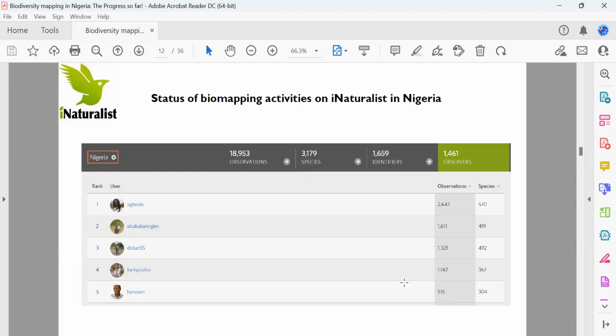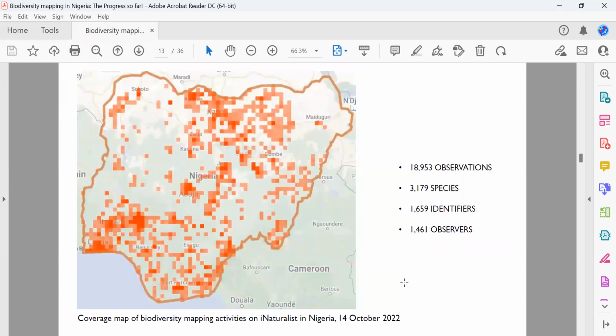So what's the status of biomapping activities on iNaturalist in Nigeria? So I present the top 5 biomappers in Nigeria. To date, we have 18,000, close to 20,000 observation records in Nigeria, and that consists of over 3,000 species, and this comprises close to 1,500 observers. So this is the coverage map of biodiversity.